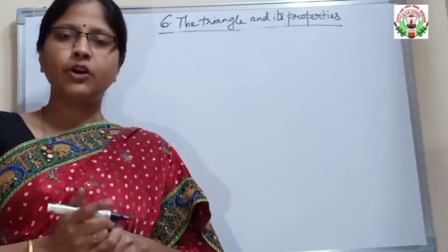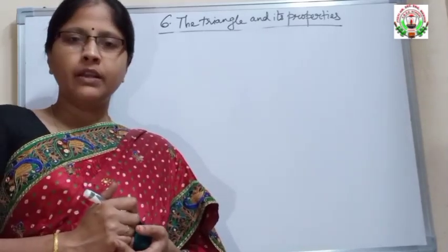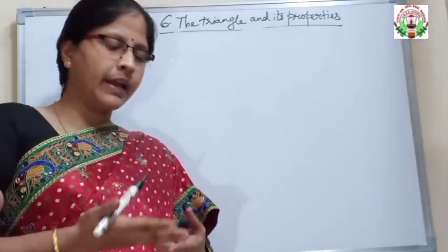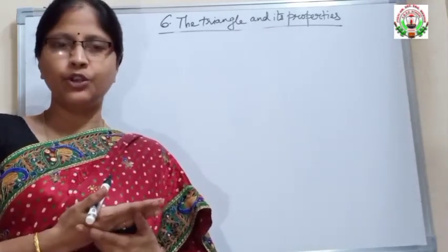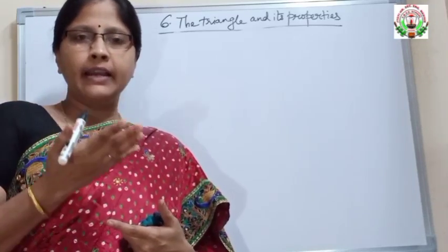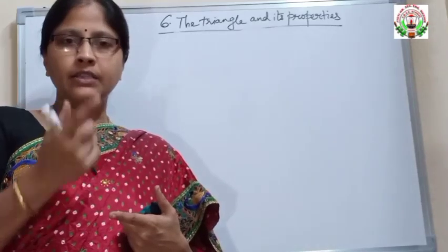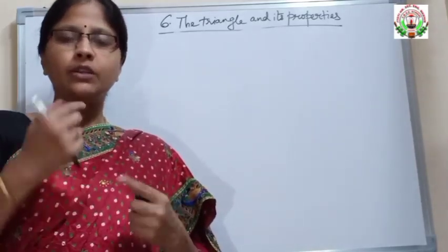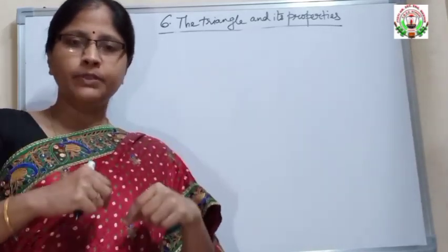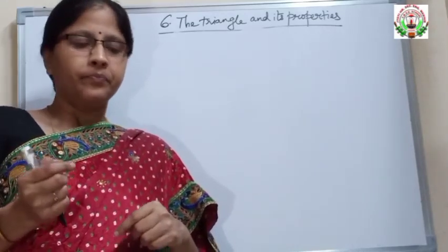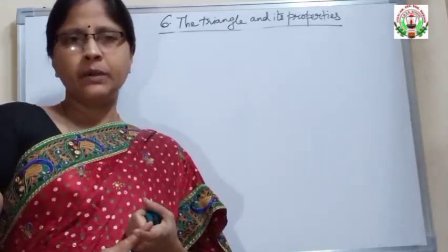Next, we have learnt about the exterior angle property, which we did in the last class, exercise 6.2. It means the exterior angle is equal to the sum of the two opposite interior angles. That is your exterior angle property.